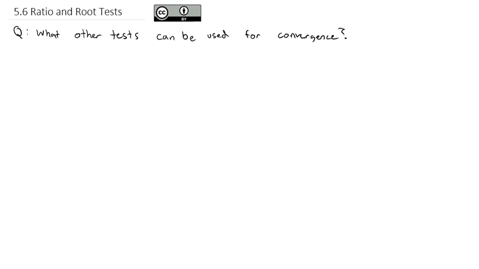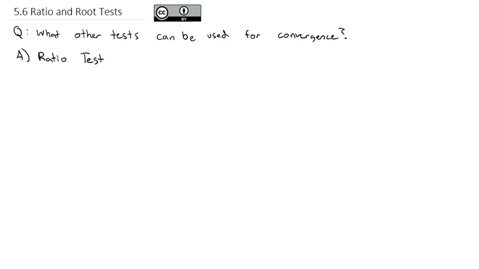We then looked at if we have an alternating series, what we can do in terms of converging absolutely, or if it doesn't converge absolutely, does it converge conditionally because the terms are getting smaller each time? And then to wrap it up, we've got two more tests that I want to look at here today. The first one is called the ratio test.